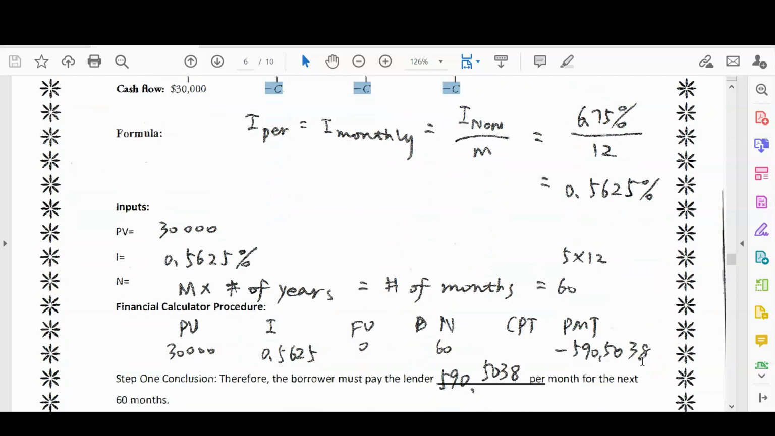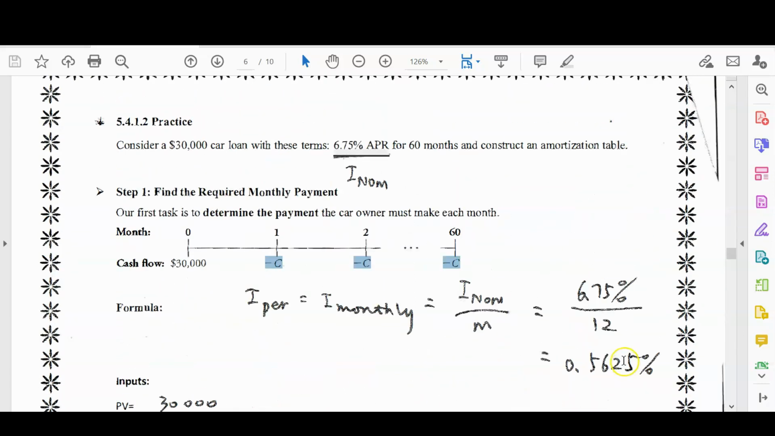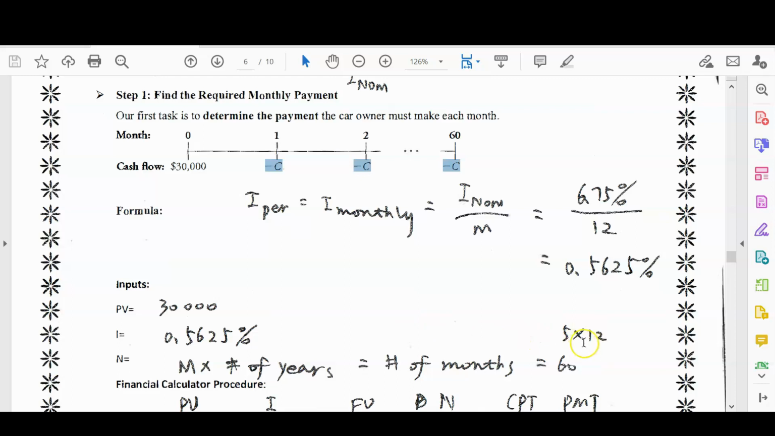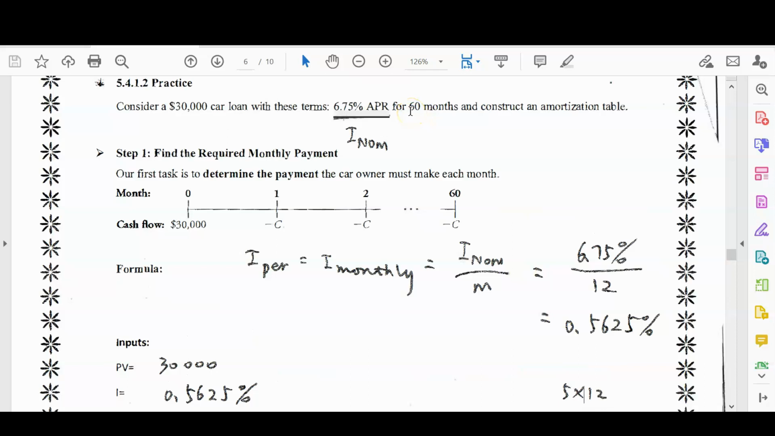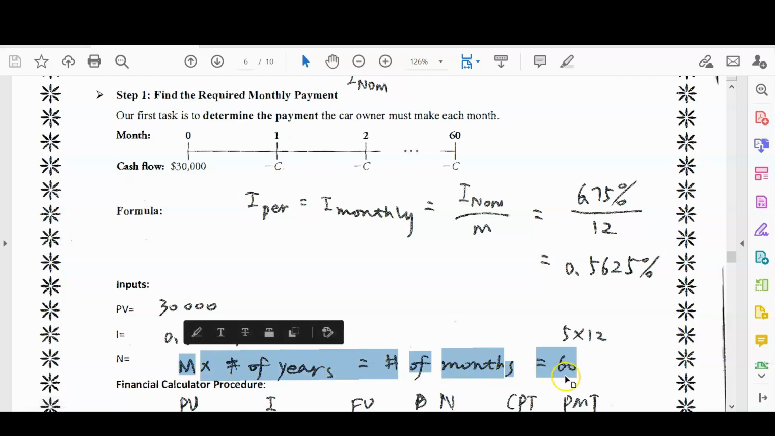Another important step here is to find the number of periods or the number of months. It's actually given by this question, we're going to pay back the loan in 60 months. But if the question only tells us that we're going to do monthly payments for 5 years, then we need to use number of years 5 multiplied by 12 payments per year to get the total number of months. The total number of periods is 60 here.